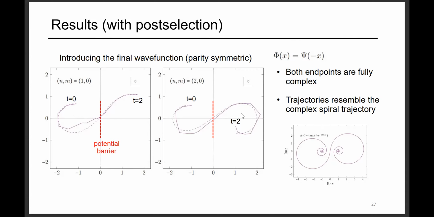Another thing is that the trajectories kind of resemble the complex spiral trajectories that were postulated in literature. But the difference is that in the previous literature, they are considering the propagator, and also the time interval is infinity. So the trajectory length is infinite there. But here we are considering a finite time interval, so it will not be exactly the same. But interestingly, they have similar behavior.